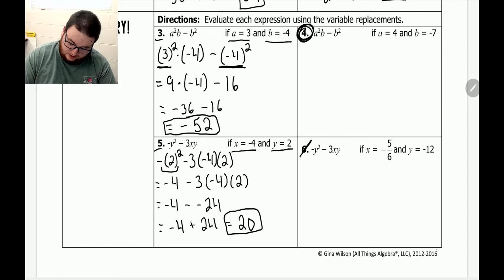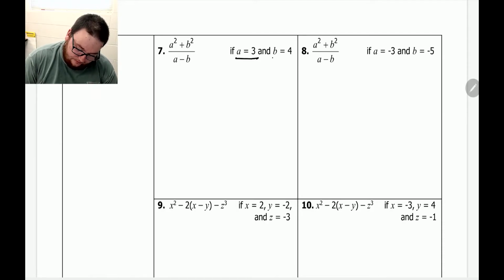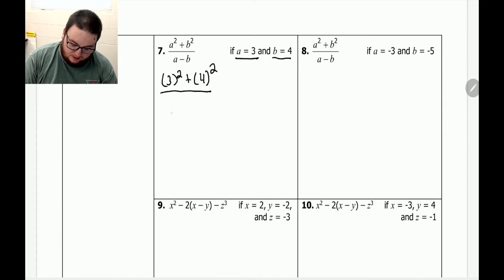And again, we're actually going to skip number 6, so don't do number 6. Number 7, we have a squared plus b squared, all divided by a minus b. And we have that a is equal to 3, and b is equal to 4. So the first thing we have to do is substitute. So we have a squared, that changes into 3 squared, plus b squared, which was 4, that changes to 4 squared, all over a minus b. A was 3, b was 4.